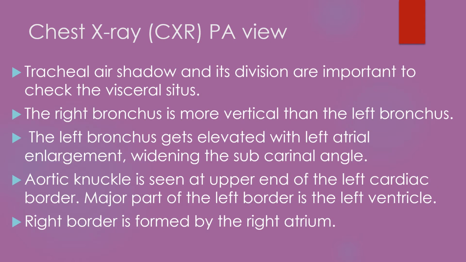Tracheal air shadow and its division are important to check the visceral situs. The right bronchus is more vertical than the left bronchus. The left bronchus gets elevated with left atrial enlargement, causing widening of the subcarinal angle. Aortic knuckle is seen at upper end of the left cardiac border. Major part of the left border is the left ventricle. Right border is formed by the right atrium.